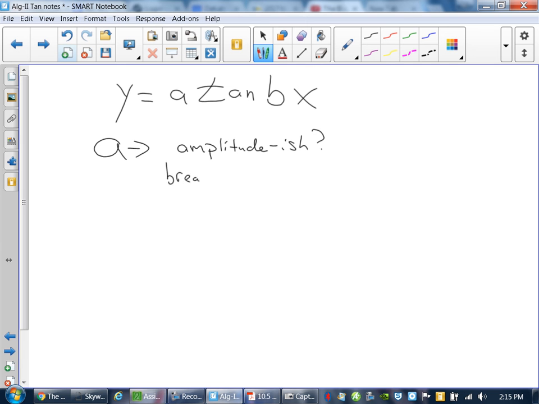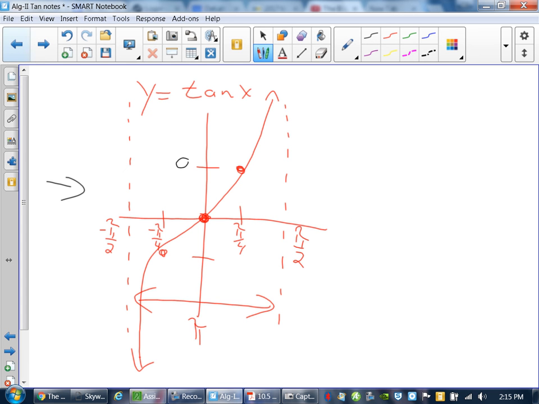Okay? Think of that as the breakpoint between origin and asymptote. Think of it as the height instead of the 1. So here, my A value is 1. That's all it is. It tells you where that value on the y-axis is going to be at.